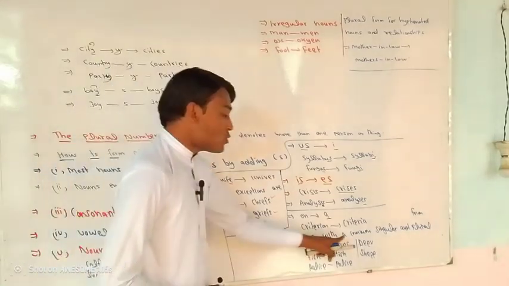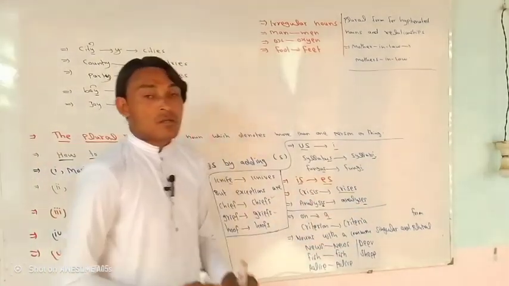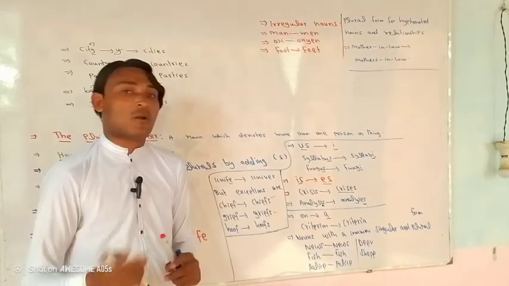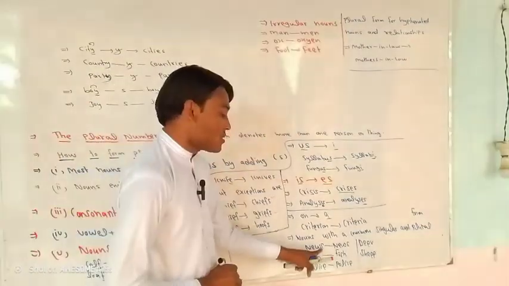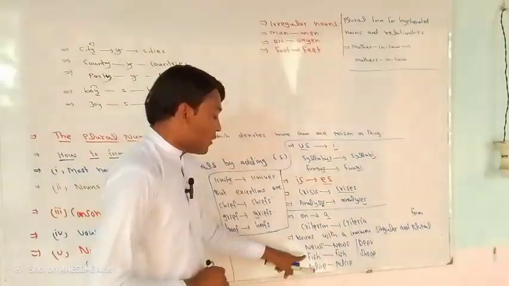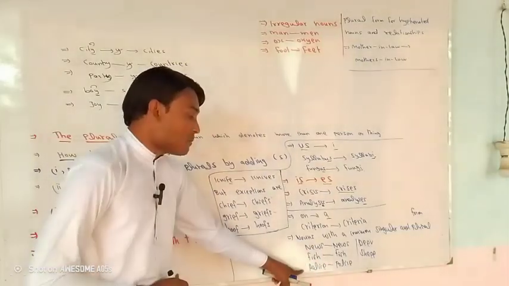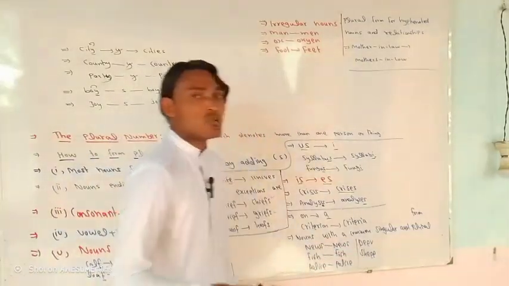Another we have nouns with a common singular and plural form. Some nouns are present in singular and plural form both. For example, I say here news. So news is singular and plural also. Fish, singular and plural both. For example, police, deer, sheep. There are so many more.